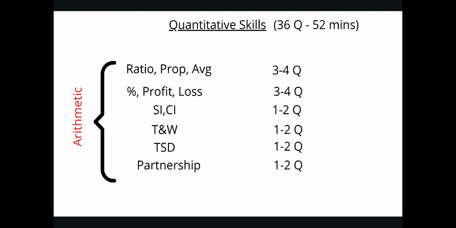Again, in quant we have got 36 questions, and the time limit that we have is 52 minutes. In arithmetic, we can expect around 10 questions. Out of 36, we can expect a minimum of 10 questions from arithmetic. And the topic wise division goes like this: we can expect 3 to 4 questions from averages, ratios, and proportions. And percentage, profit and loss, we can expect around 4 questions. And regarding interest based questions, we can expect 1 or 2. Time and work, time, speed, distance, around 2 to 4. And partnership related, we can expect around 1 question minimum.